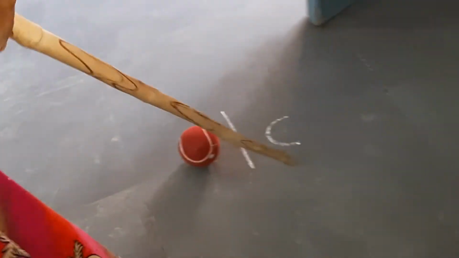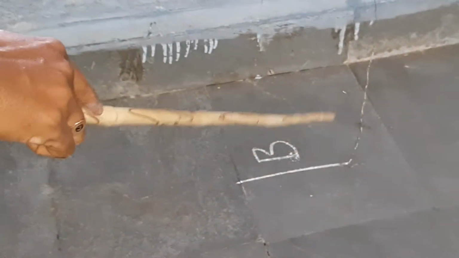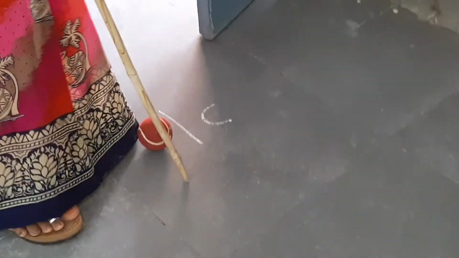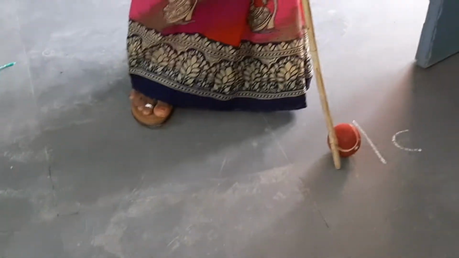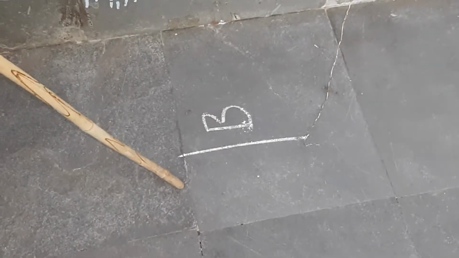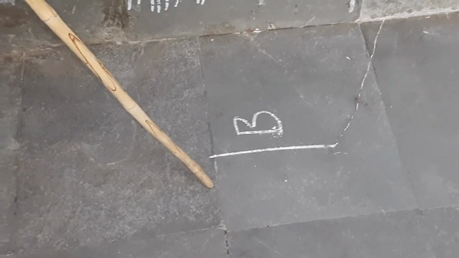See here, the two distances, C and B. This is on the floor. This is on the cloth. Which is maximum, B or C? Here, B is maximum. C is minimum. C is the distance from the inclined plane on the cloth. B is the distance from the inclined plane on the floor.